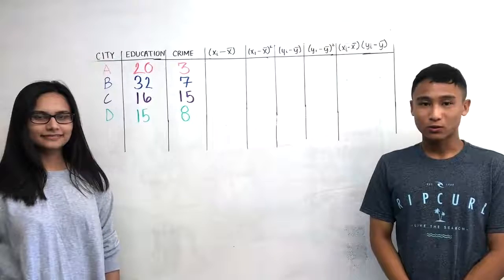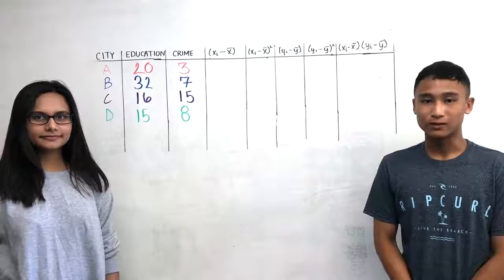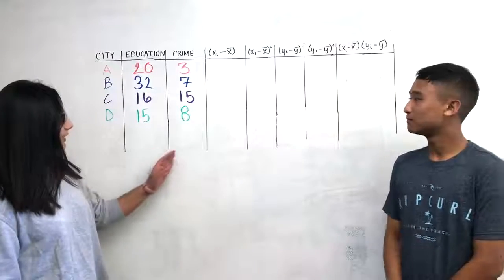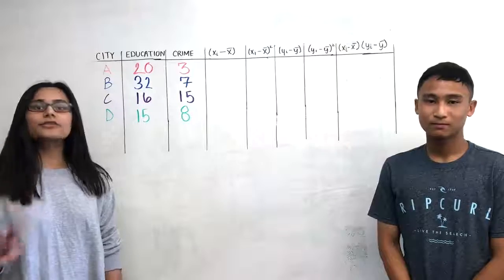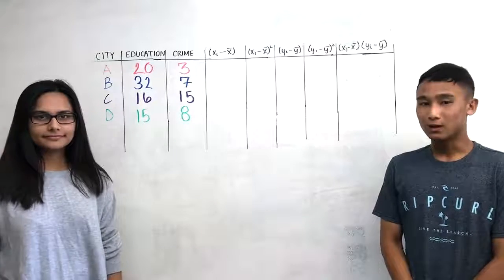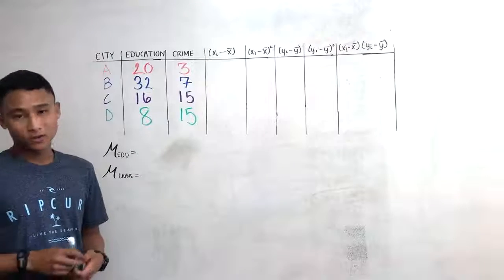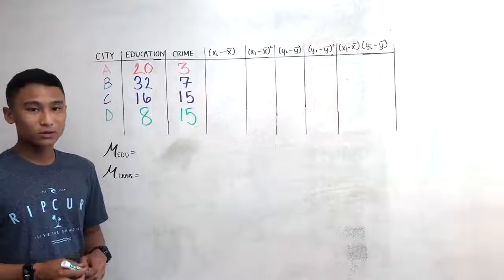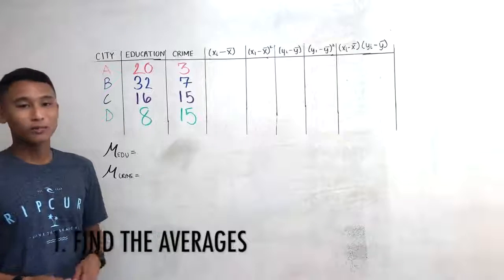So we try to test the correlation between education and crime in 4 different cities. These numbers right here represent the level of education or crime rates in those 4 different cities. The higher the number, the higher the level. Okay, so the first step in calculating Pearson's R is finding the average for education and the average for crime.